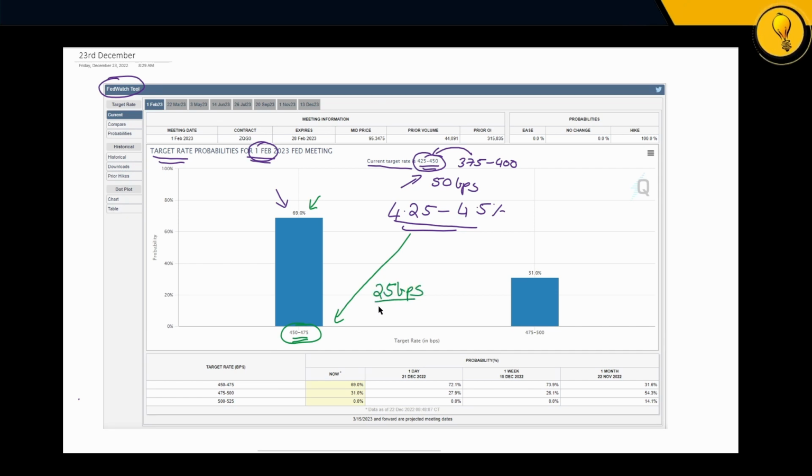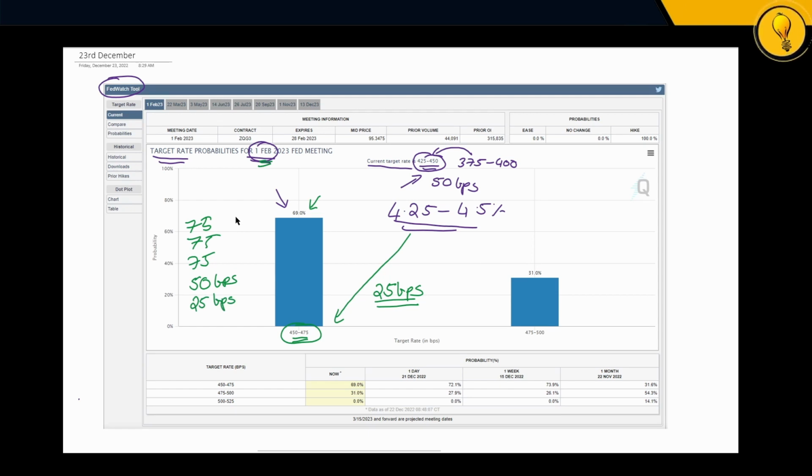Now that is a massive change compared to what we've recently been seeing for the past months and months, where the Fed has been increasing by 75, and most recently, the Fed increased rates by only 50 basis points. And now the market is saying that in the next meeting coming up Feb 1st, the Fed is going to increase the target rate by only 25 basis points.